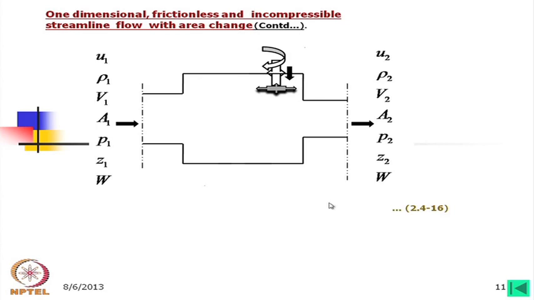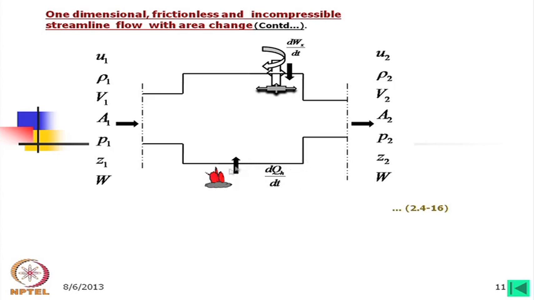Now, what we have done is added some external work, which is symbolized by this. Say, let us consider that a fan or impeller is being driven, and energy is being added there. Also, we are adding some heat, and this is the heat flow inside.